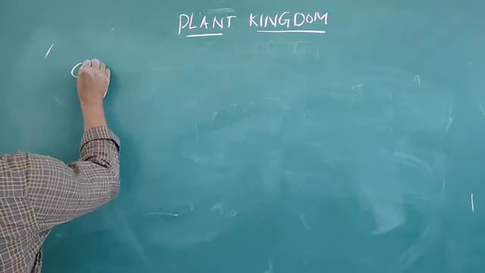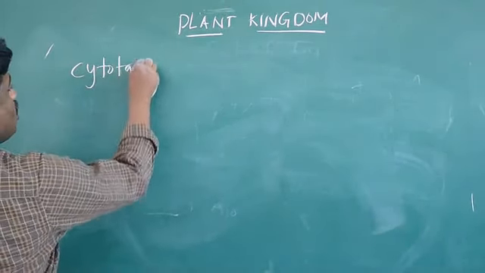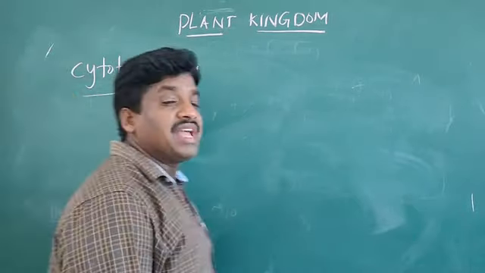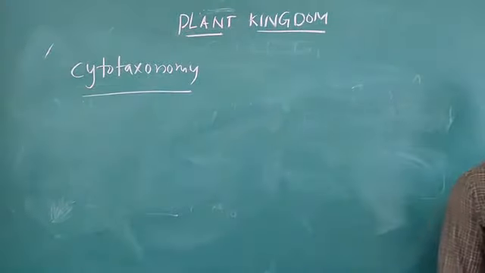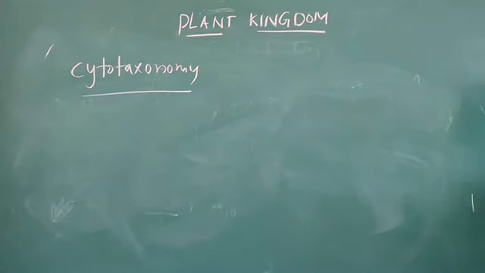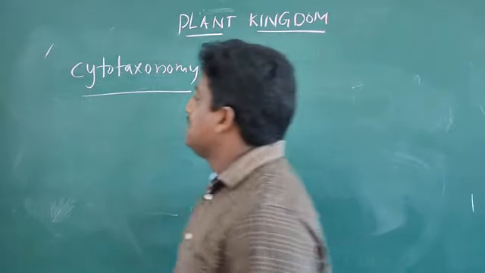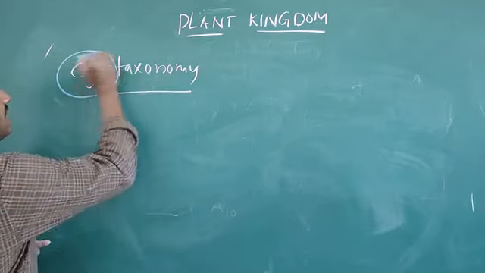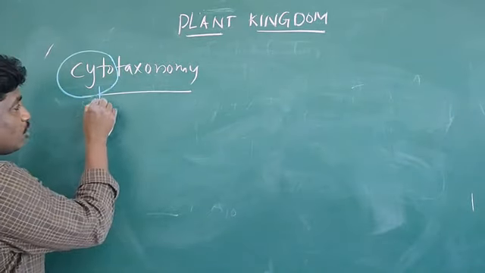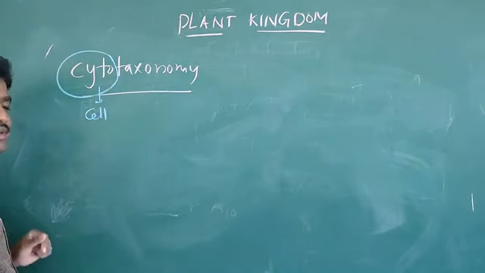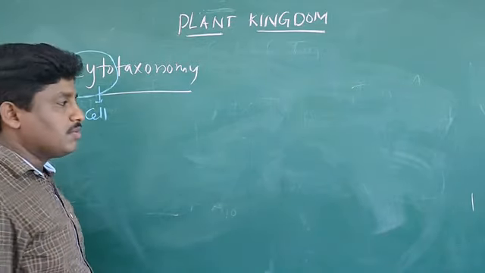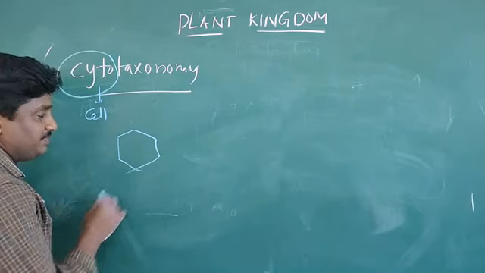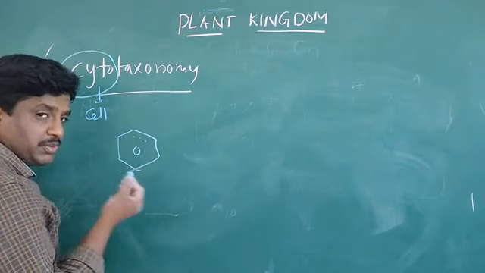Next, the second definition, cytotaxonomy. What is meant by cytotaxonomy? Cyto means cell. Cell taxonomy. This is the plant cell. The nucleus is present, and different cell parts are also present.